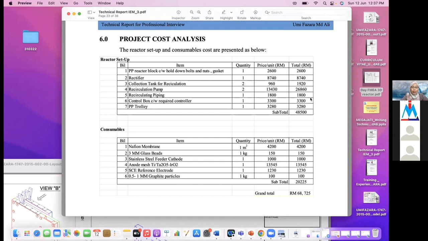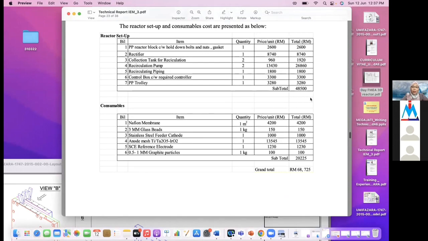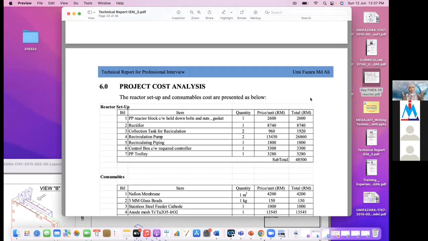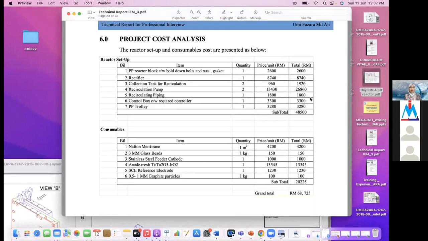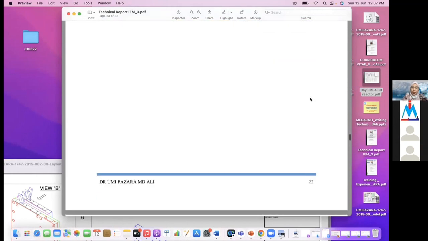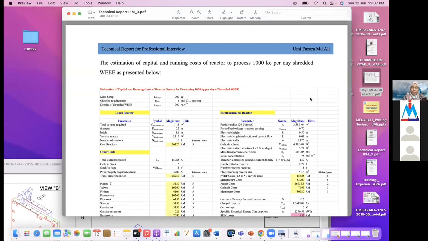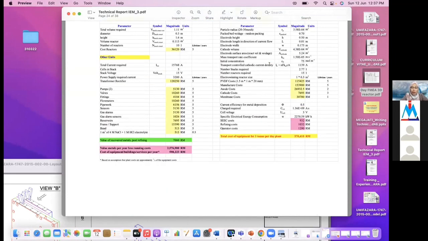So kita buat project costing. My project costing is just 1 page je. What do I need in order to design my reactor? Sebab kita design for small concentration. So kalau you tengok taklah banyak sangat sini. So 68,000. Because small concentration of gold kan. So what do you expect? You want a very big reactor? So small reactor is just sufficient for that. And then yeah, the estimation capital cost running a reactor. So you specified lah. Ni 1,000 kilogram per day shredded wheat as presented below. So some of the calculation that we have made lah.